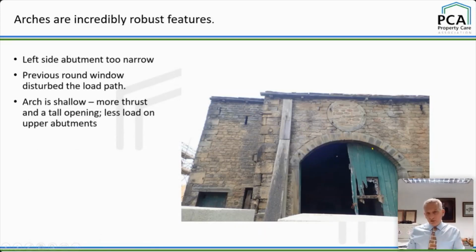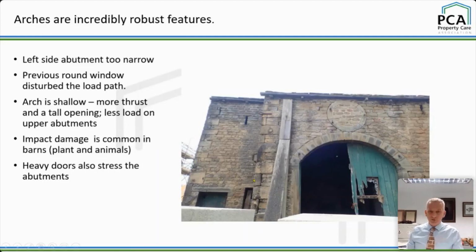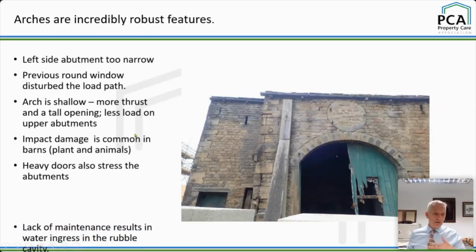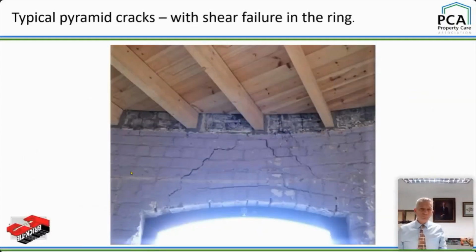The arch is shallow. That means more thrust. The shallower the arch, the more thrust there is. You know that if you've tried to build a house of cards. Impact damage is common in barns, right? Not just the tractors, but big animals and things. Heavy doors flapping about in the wind. They're putting loads of stress into the joints and, of course, lack of maintenance. Farmers, they're busy, they work like dogs. It's a thankless task being a farmer, but they haven't got time for maintenance.